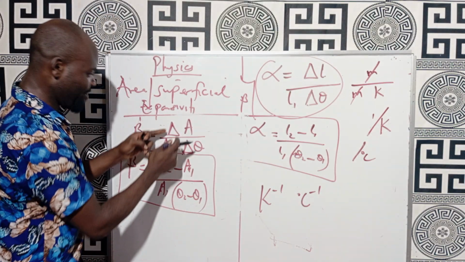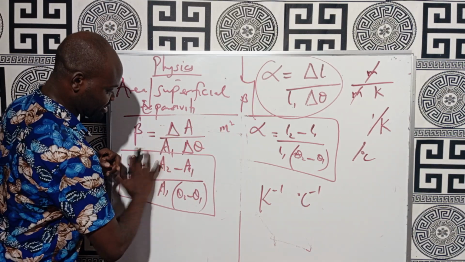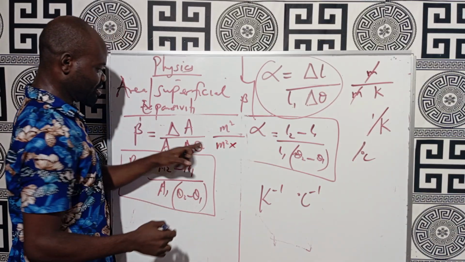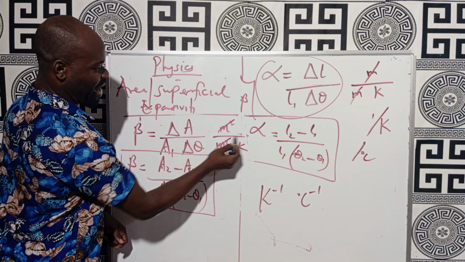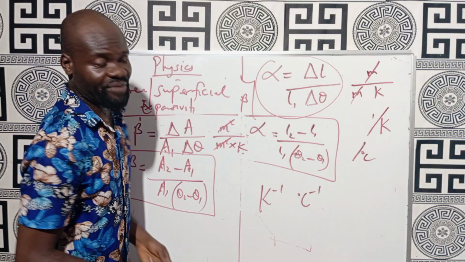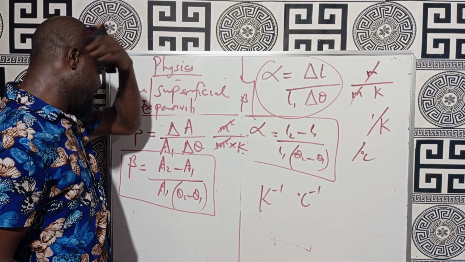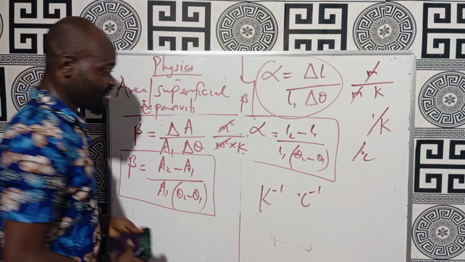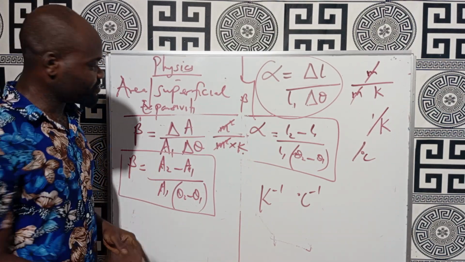Why? Because area is in meter square, and it is all over area, which is still meter square, times temperature, which is still Kelvin. So meter square cancels meter square, and we still have per Kelvin, just like linear expansivity. The same thing goes for area expansivity. Understood?